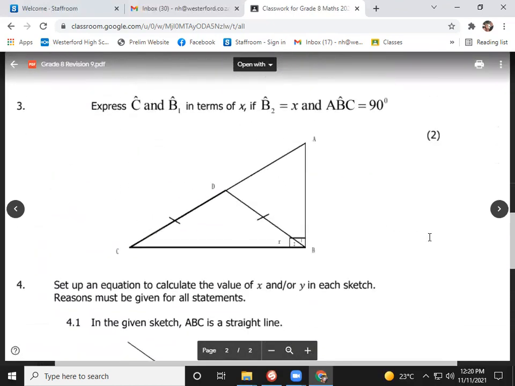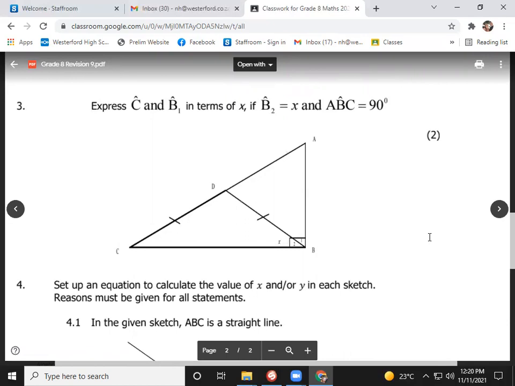Okay. Express C and B1 again in terms of X. If B2 is equal to X, so they put that in here, and angle ABC is 90 degrees, so this whole angle is 90. Express C and B1 in terms of X. So let's start with C, that's the first one that they mentioned. Like I said before, that means they want you to do that one first. C, what do we think?